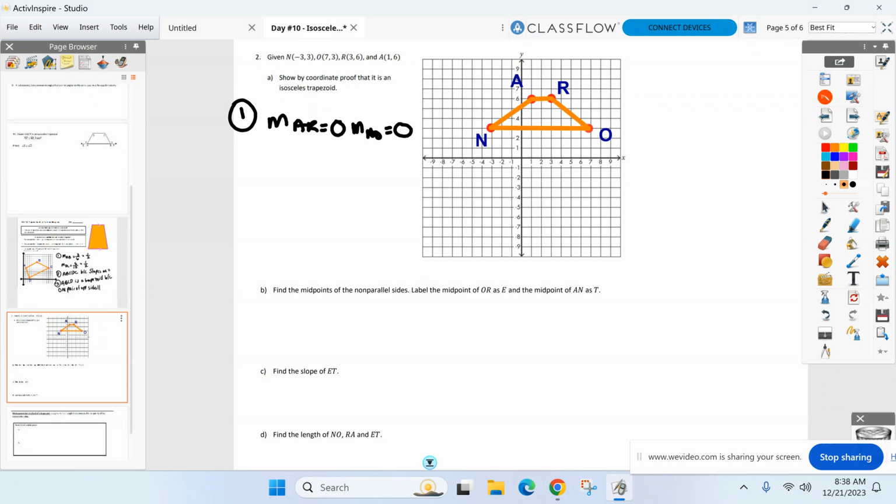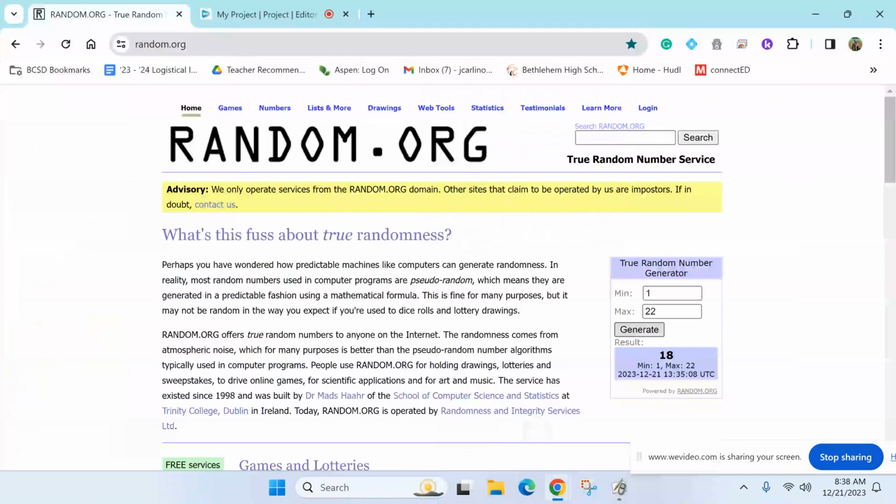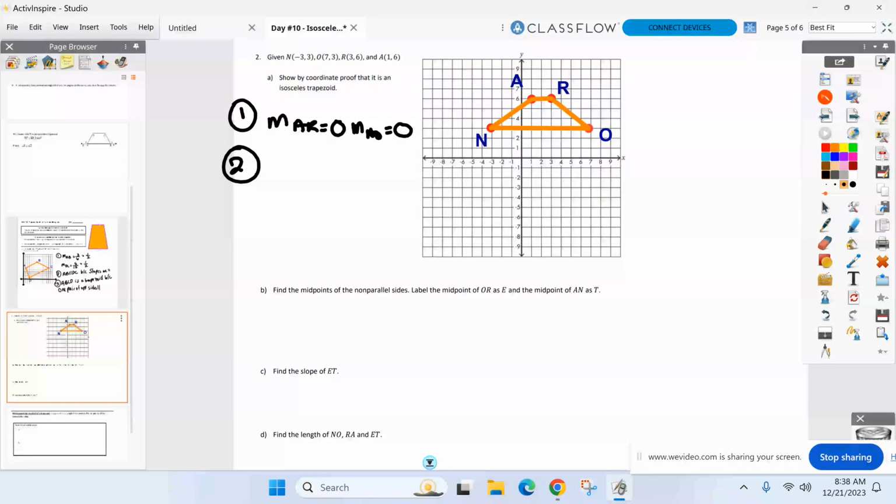All right, same thing. Step 2. What do you know about AR and NO then? We just did the slope formulas. Tess, what do we know about those two now? AR and NO. There you go. AR parallel to NO because slopes are equal. Okay, it's just a trapezoid though.